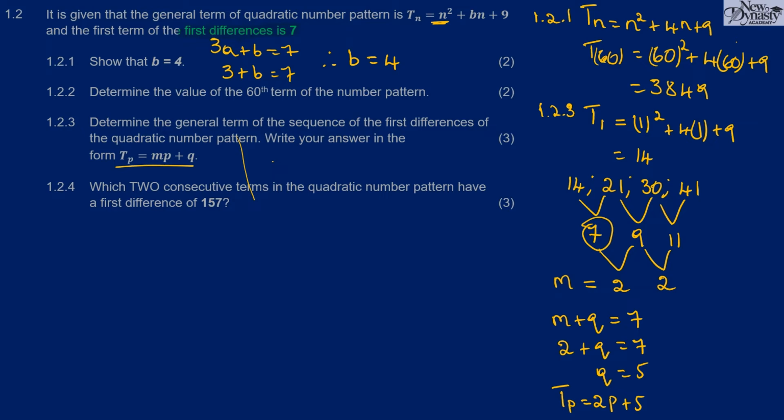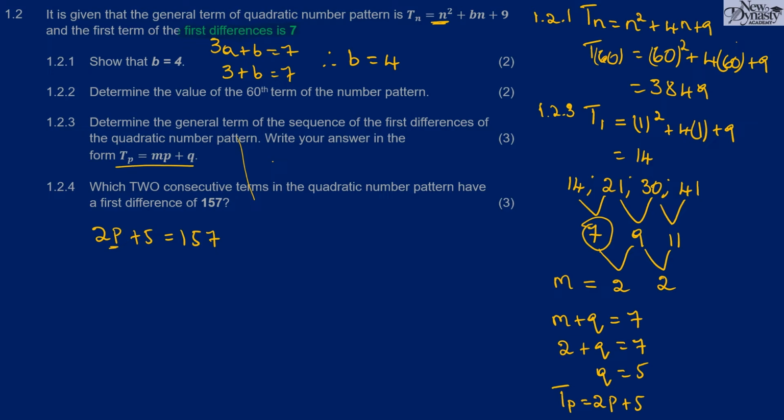So we already know that 157 is a term in the first difference, and fortunately we do have the general term for the first difference, which is this one here, tp is equal to 2p plus 5. So okay, let's write it here. Our first difference general term is 2p plus 5, and let us go on and find out what is the position of this term 157 in our first difference. So it means we're going to calculate what p is, because p here represents n, remember. We're going to calculate the value of p.